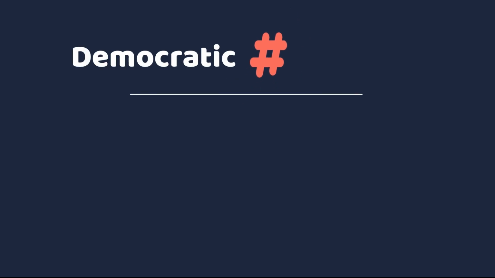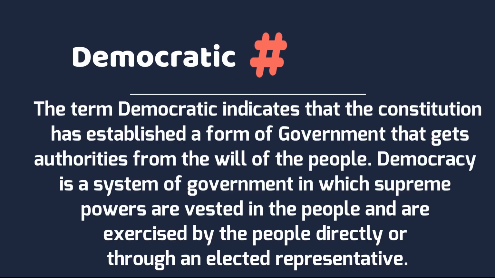The fourth term is democratic. The term democratic indicates that the Constitution has established a form of government that gets authority from the will of the people. Democracy is a system of government in which supreme power is vested in the people and is exercised by the people directly or through elected representatives.